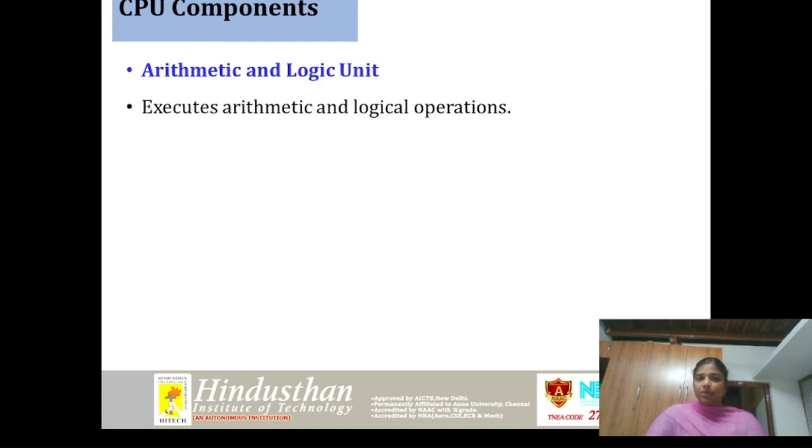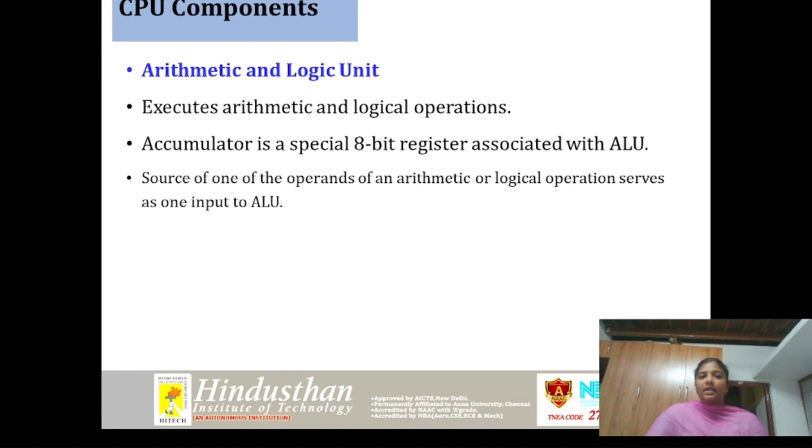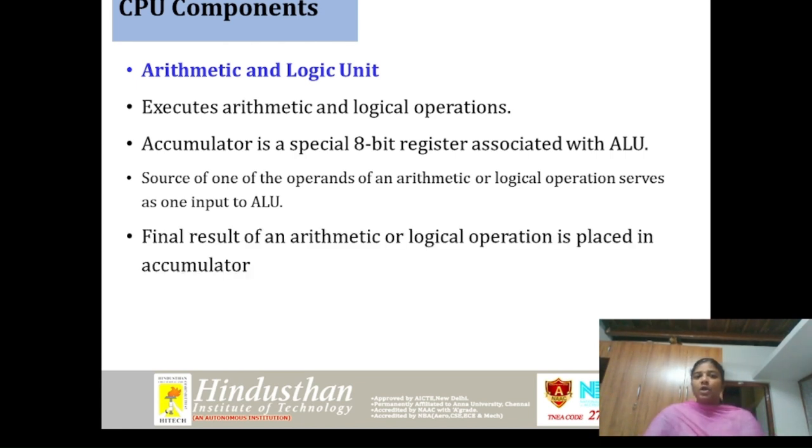And the next one is the ALU. It executes arithmetic and logical operations, and there is a term called the accumulator. The accumulator is a special purpose register, also known as a temporary register, and it stores data temporarily when it is being transmitted from one component to another. The source of one of the operands of an arithmetic or logical operation serves as one input to the ALU. The final result of the arithmetic or logical operation is placed first in the accumulator, then later it is displayed. After it is displayed as output, it is removed from the accumulator, and the next operation's result is stored in the accumulator.